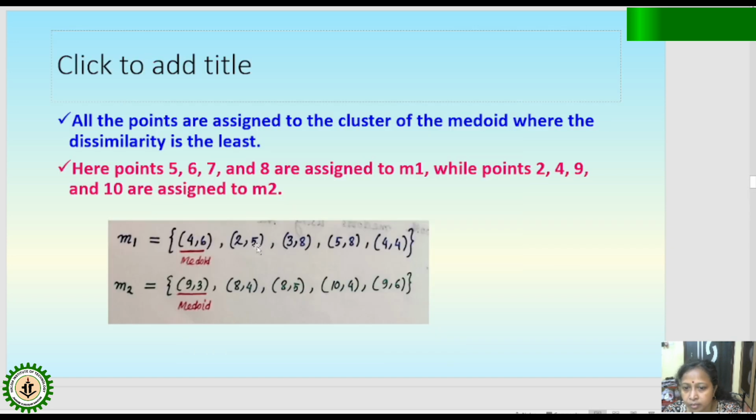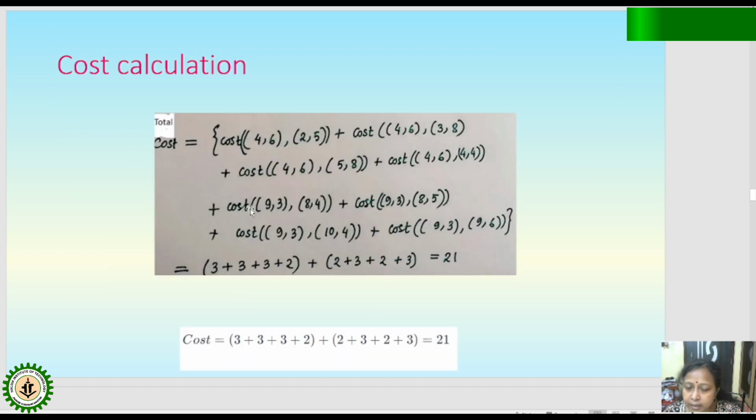Next, in a similar way, we have to find the distance from this medoid 9, 3 to the other data points, the Manhattan distance. Similarly, we find the cost by calculating the Manhattan distance from the medoid 9, 3 to the data point 8, 4, then the medoid distance from the data point 8, 5 and so on. So after calculation of this, we get the total cost equal to 21 here.